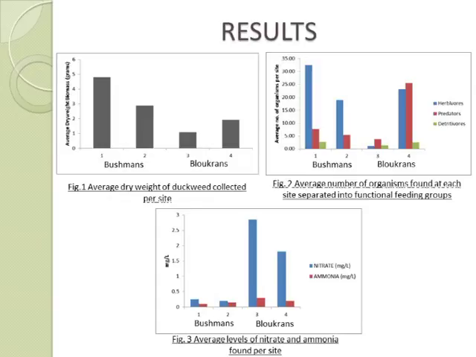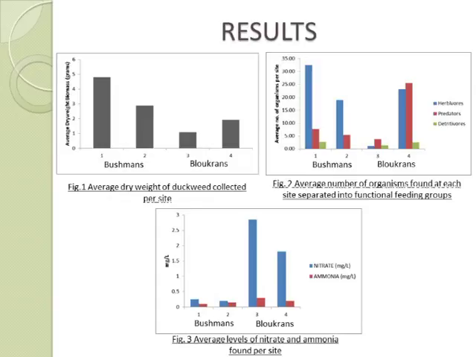This first graph is just to show the amount of biomass found. Even though the samples are the same per site, you get different amounts of duckweed depending on how much it has proliferated in the area because of the thick mats. So this is why, as you can see here, in the Bushmans River we have a lot more duckweed found in comparison to the Bloukrans River.